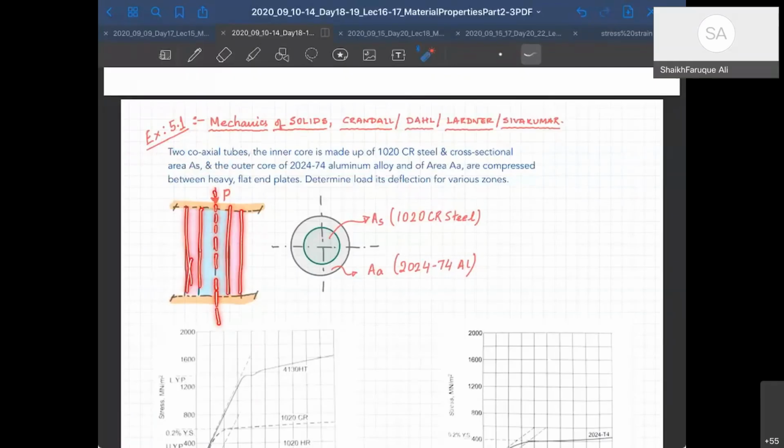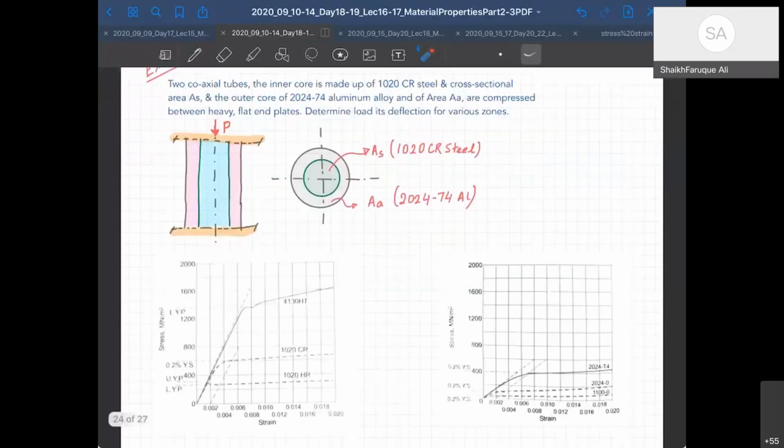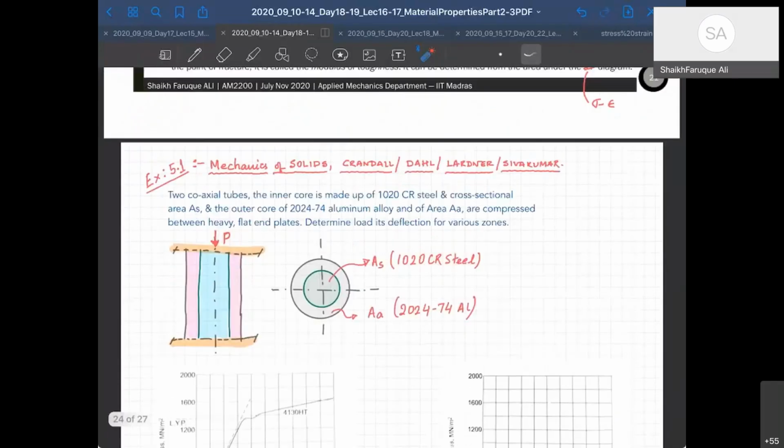The inner core is made up of some kind of steel material. The property of the steel is given: 1020 CR, which is cold rolled material. This is not hot rolled, it's cold rolled steel. That material curve I've given here, we'll see that a little later. And the cross-sectional area is AS. If I draw the cross-sectional diagram here, this is what it's going to look like. Don't assume it to be a filled tube. They can be filled, they can be hollow tubes. Let's assume them to be hollow because they're tubes, not cylinders. But it doesn't matter because the area will be something like this, and that area will be something like that, right?